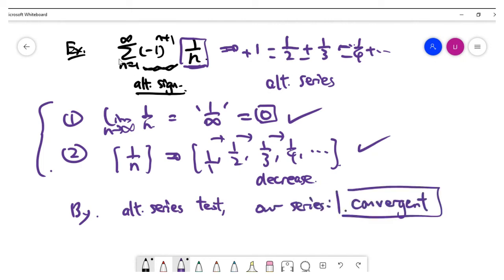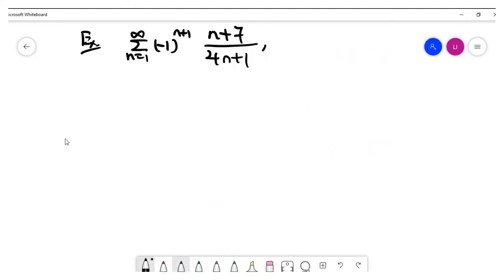And let's look at another problem. So please look at the current alternating series, and once again, whenever you have the term minus 1 to the power n inside the summation notation, we understand that it must be an alternating series. So we can directly look at the two conditions we have.